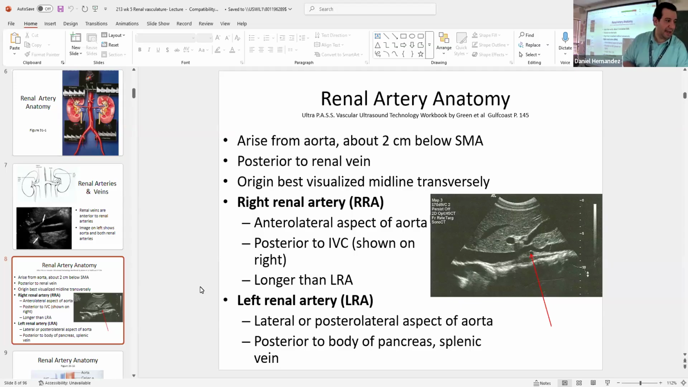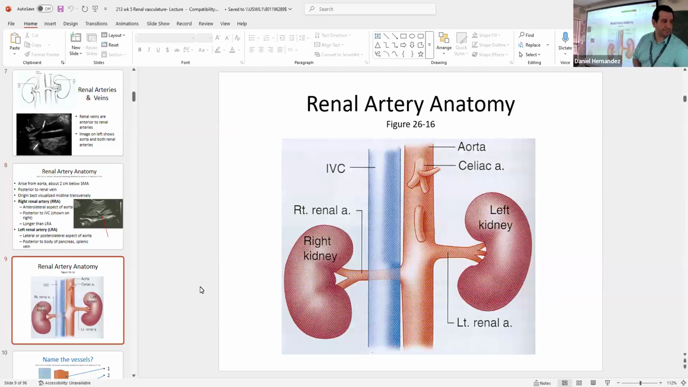So the left renal artery comes off lateral or posterolateral. It's shorter in length compared to the right. It's posterior to the body of the pancreas and the splenic vein as well. So we can see just that representation, that right renal artery coursing behind, posterior to the IVC.